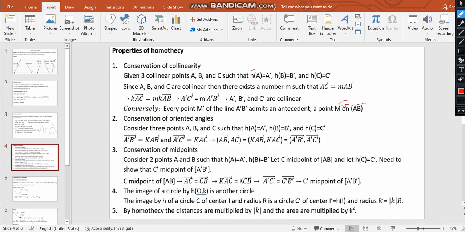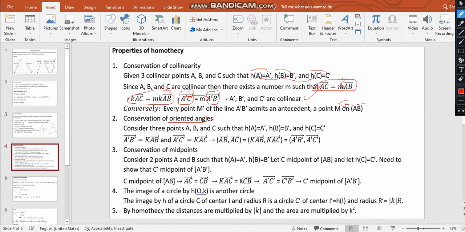How do we prove it? Suppose H(A) equals A prime, H(B) equals B prime, H(C) equals C prime. Suppose A, B, and C are collinear. Because they are collinear, we can say that AC equals m AB. Since the image of A under this homothecy is A prime and the image of C is C prime, if you multiply both sides by K, you have K AC equals m K AB. But K AC is nothing else than A prime C prime, and K AB is nothing else than A prime B prime. So, since you have the point A prime in common, A prime, B prime, C prime are collinear.